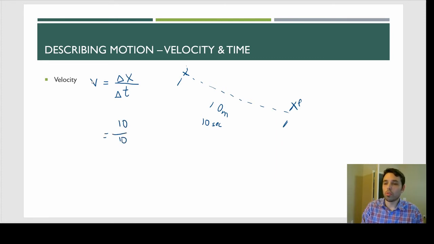10 over 10 is of course 1. So our velocity is going to be 1 meter per second. So we are traveling at a speed of 1 meter every second. Every 1 second, we go 1 meter, right? All right, so pretty simple stuff. Again, the units need to be in meters per second most of the time, unless the problem says otherwise, but try to keep it meters per second.